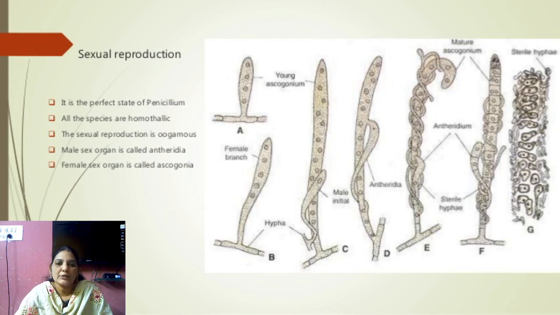the ascogonium nuclei come together, and the two nuclei fuse with each other. The two nuclei, binucleate, fuse with each other. Clear, children? Here the ascogonium, the female sex organ, has so many nuclei.